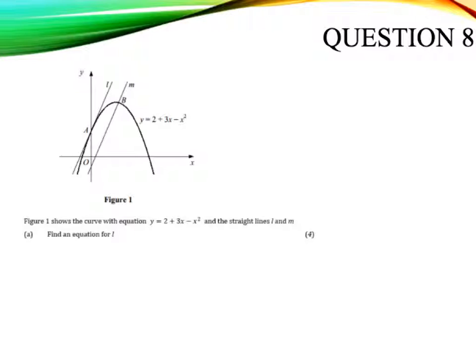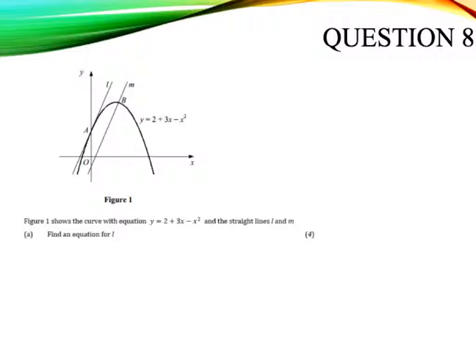Okay, let's have a look, see what question 8 is asking us then. It says, figure 1 shows the curve with the equation y equals 2 plus 3x minus x squared. That's this curve here, the quadratic, and the straight lines L and M. Now, there is an extra bit of information that you get on your question sheet that's not on the video, and that is that L is actually a tangent to the curve at the point A here. Okay, so we're going to find an equation for L.